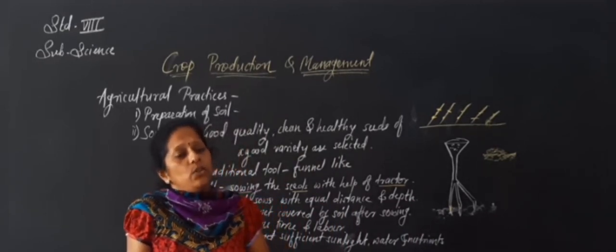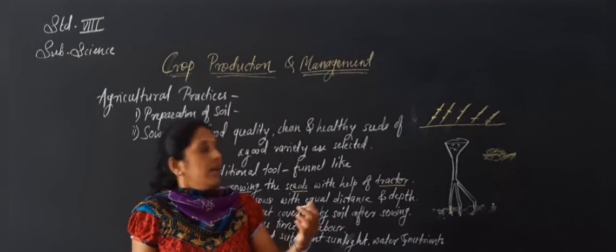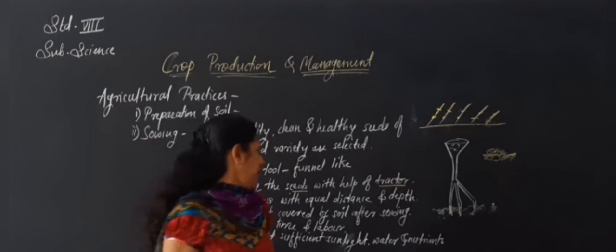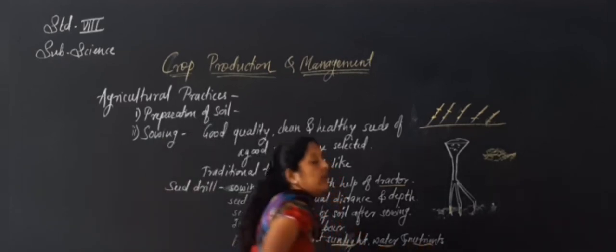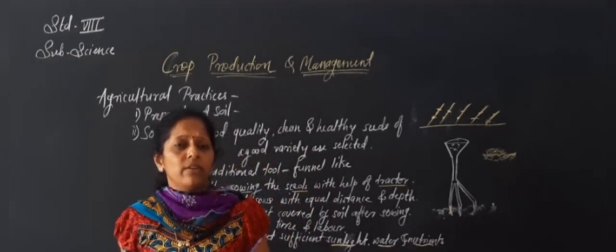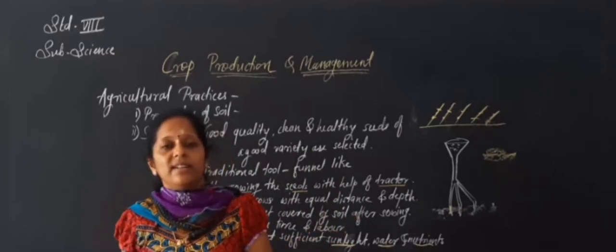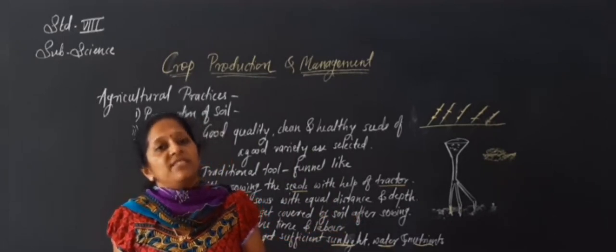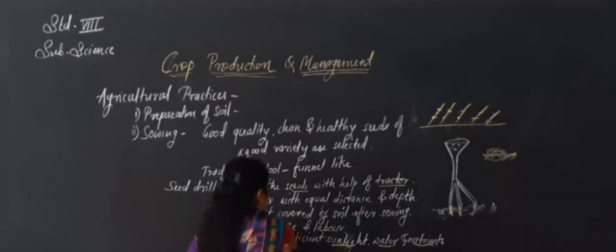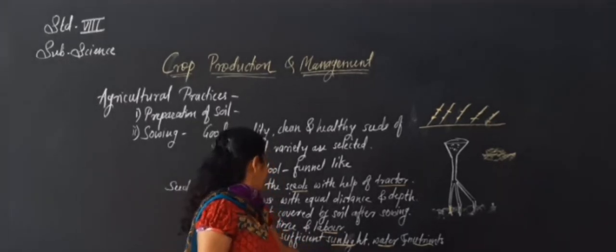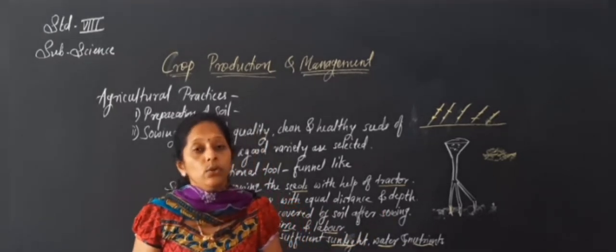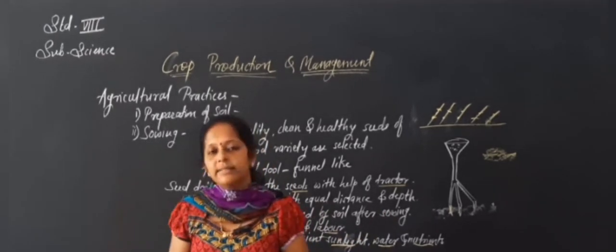If there is no equal distance and the plants are crowded, then all the plants are not getting enough sunlight, water, and nutrients. The plants struggle and do not grow properly. So it is one advantage that the seed drill saves time and labor, and the plants also get sufficient sunlight, water, and nutrients when sowing with the help of the seed drill.